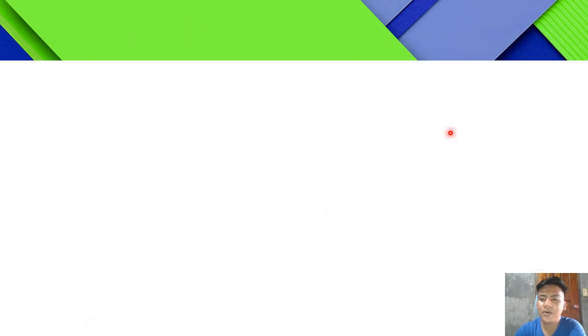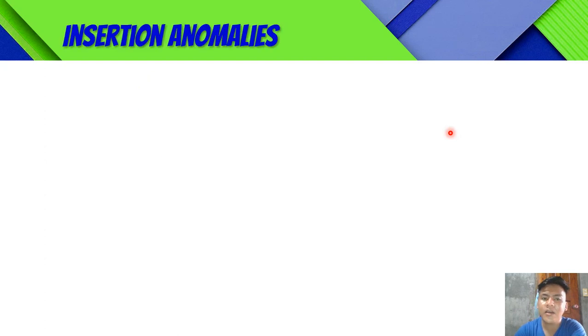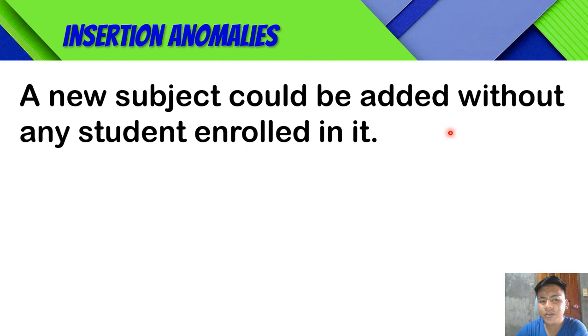So let's take a look at the updates of the second data normalization anomalies. For the second data normalization anomalies, actually, hindi ko na siya tinatawag or kinikilalang anomalies into this part kasi na-solve na natin lahat ng mga anomalies na pwede nating ma-encounter by performing the second data normalization, pero tawagin pa rin natin siyang anomalies. So for the first anomaly, we have the insertion anomalies, of course. For the insertion anomalies, a new subject could now be added without any student enrolled in a particular subject.